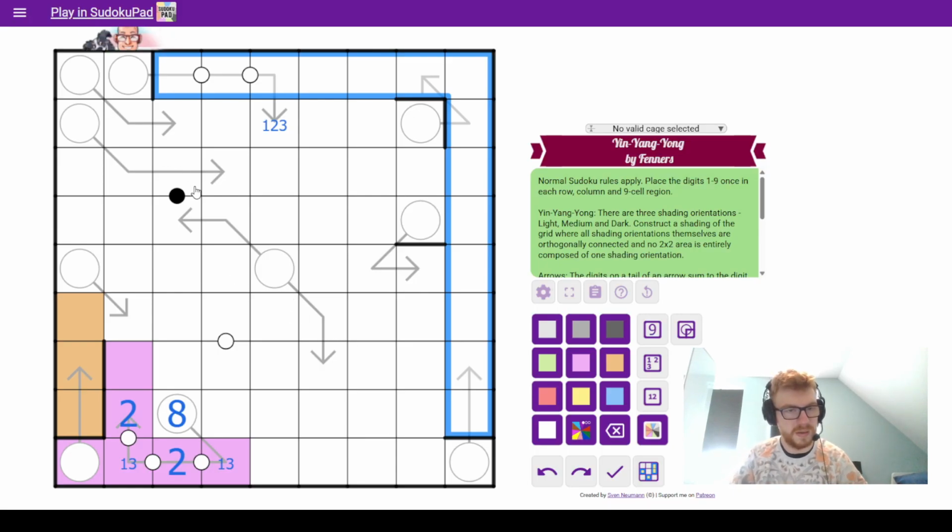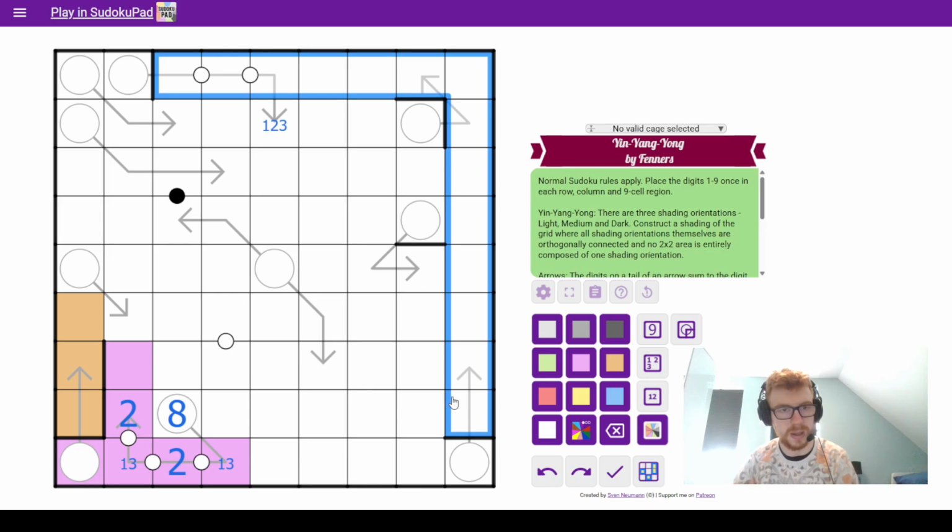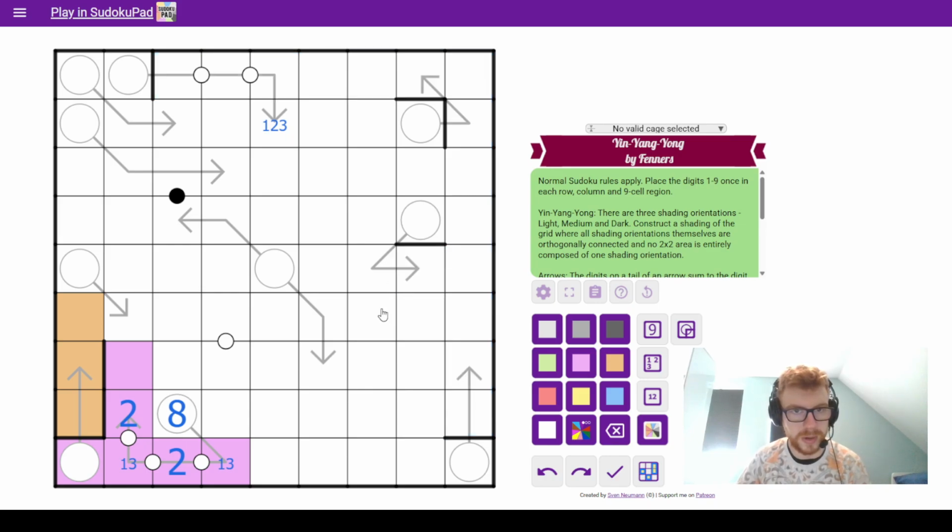I was looking to see if maybe there is a rule where it said, how can you say properly, where all colors need to touch. So purple needs to touch green because that does have an influence. That means we know the composition of the border, which would help greatly. And I might just assume that they mean that by where all shading orientations themselves are orthogonally connected. But I don't think that's the case within the wording.